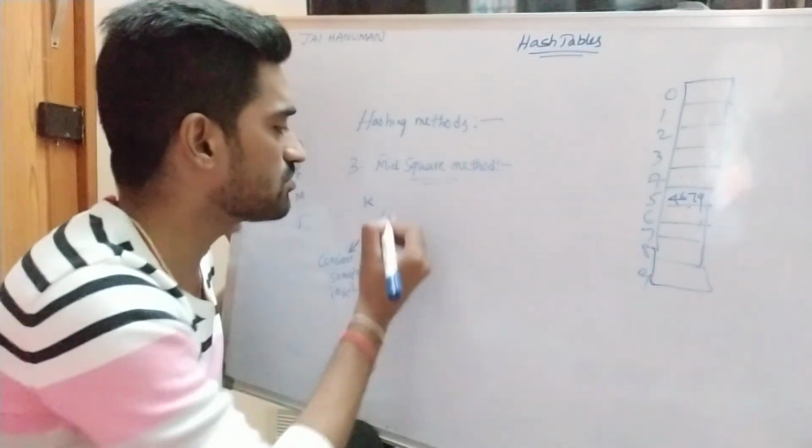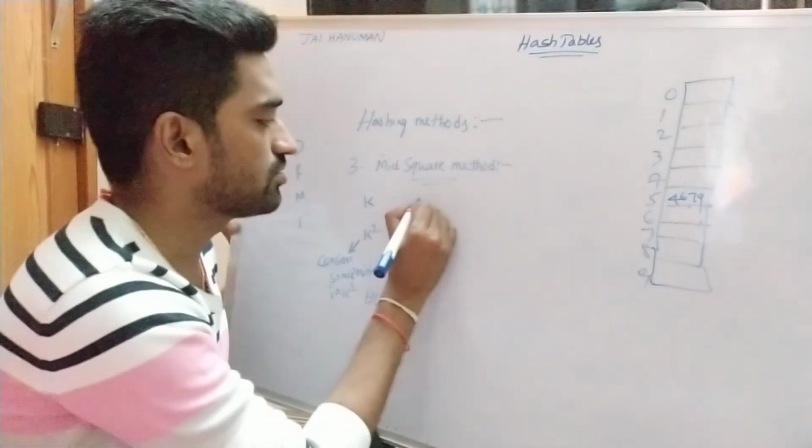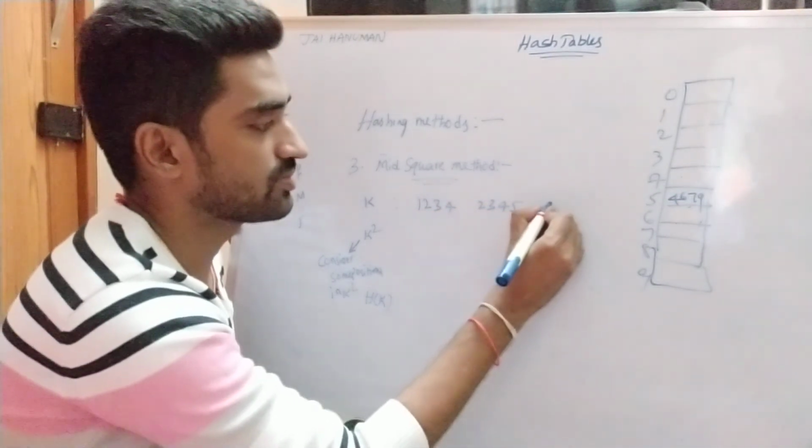First of all, here I am taking one example. Here I am considering some key values: 1234, 2345, 3456.